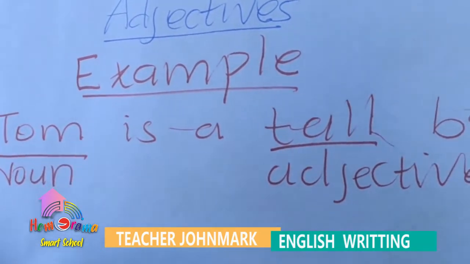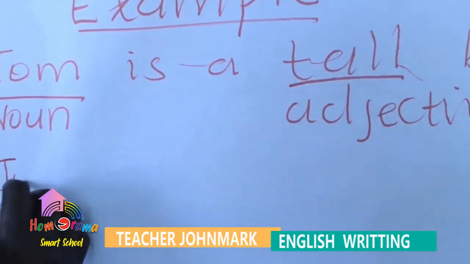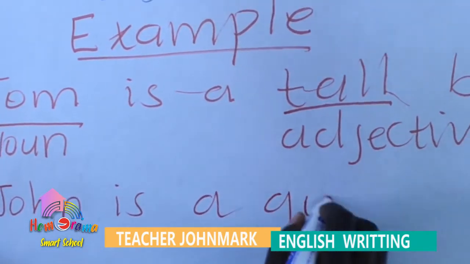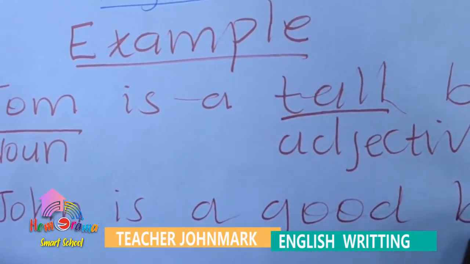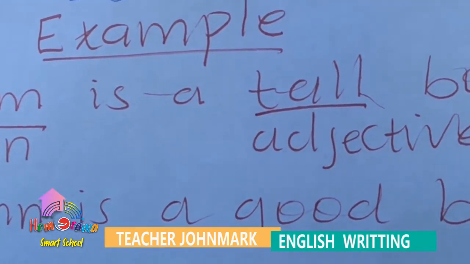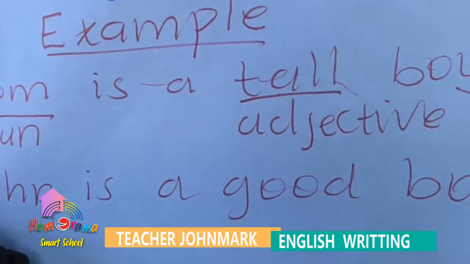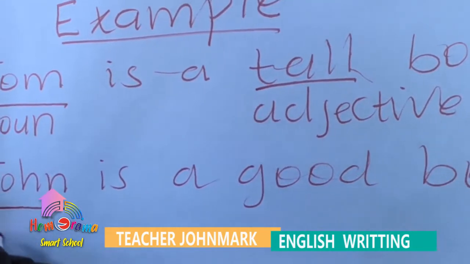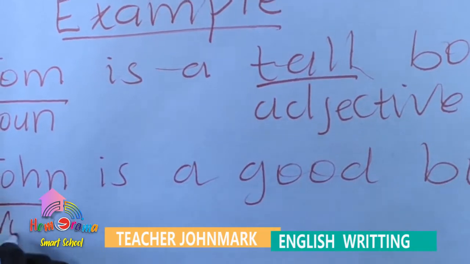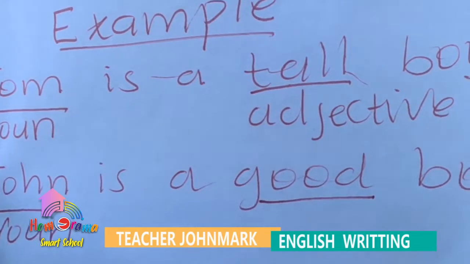Now the second sentence is John is a good boy. John is a good boy. Now I want us to identify a noun together with an adjective. So, our noun is John. So, John is the noun. How about good? Thank you. Good is an adjective.